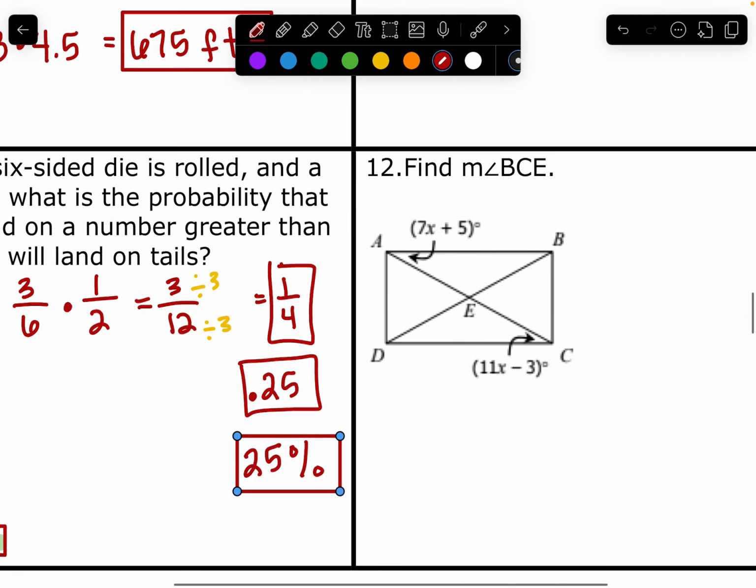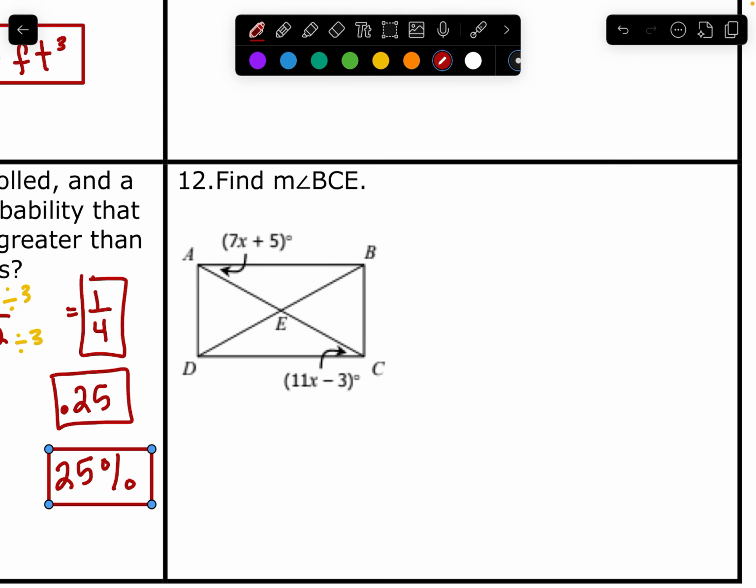All right, number 12. Find the measure of angle BCE. BCE, this angle right there. All right, there's nothing in BCE, which means we're going to have to use another angle to figure it out. So let's see what we're working with. We have this angle here and this angle here. Lucky for us, these are alternate interior angles. So it's part equals part. And now let's solve.